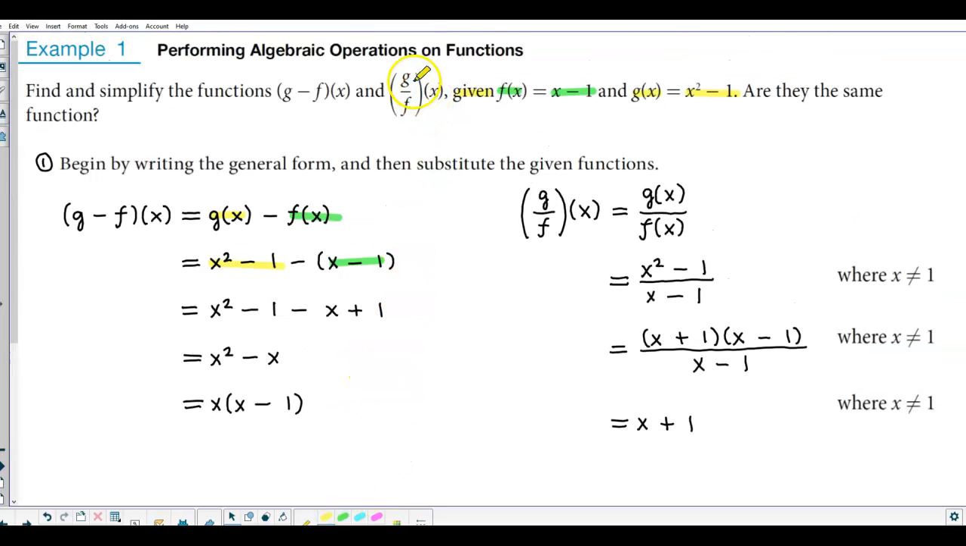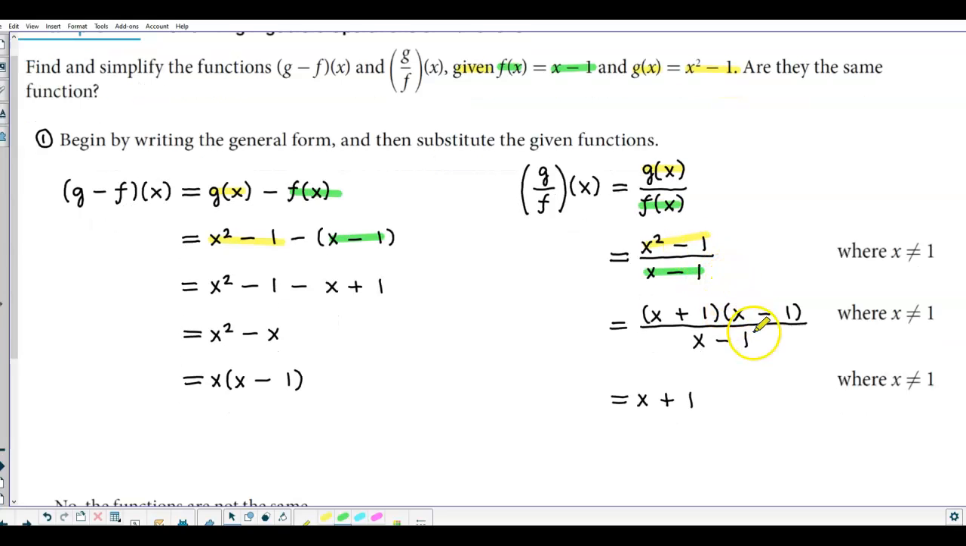Okay, next we have g divided by f of x. So again, here is your statement, and this is what the definition states. So we have g of x, and we're dividing that by f of x. So recall that g of x is equal to x squared minus 1. And we can see that f of x is equal to x minus 1.